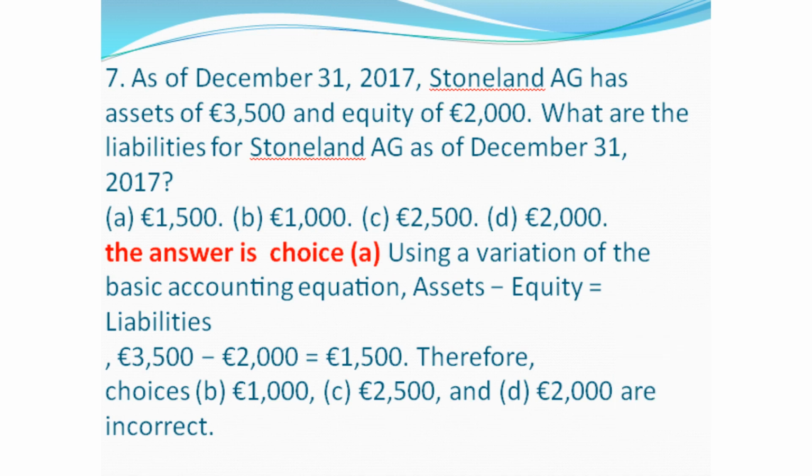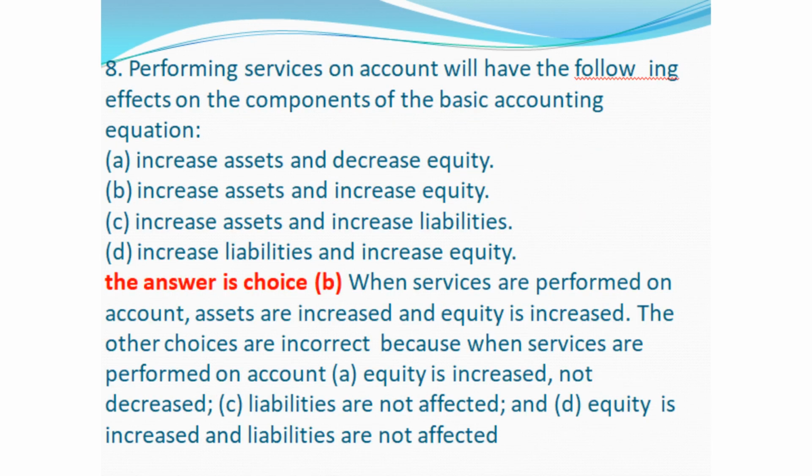€2,500, and D. €2,000 are incorrect. 8. Performing services on account will have the following effects on the components of the basic accounting equation. A. Increase assets and decrease equity. B. Increase assets and increase equity. C. Increase assets and increase liabilities. D. Increase liabilities and increase equity.